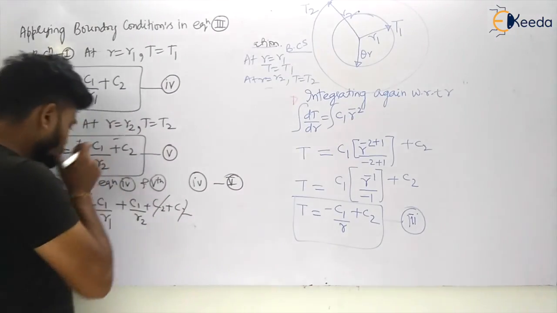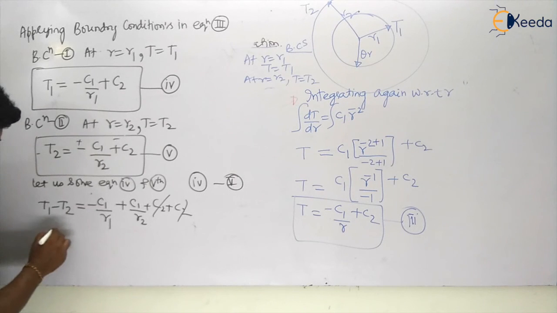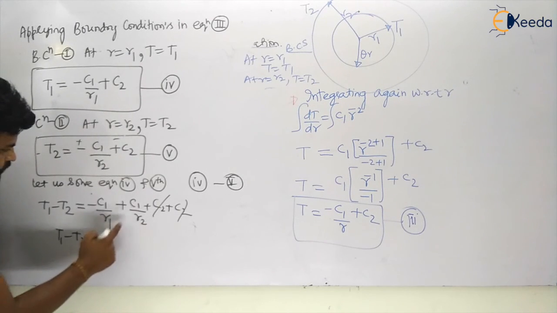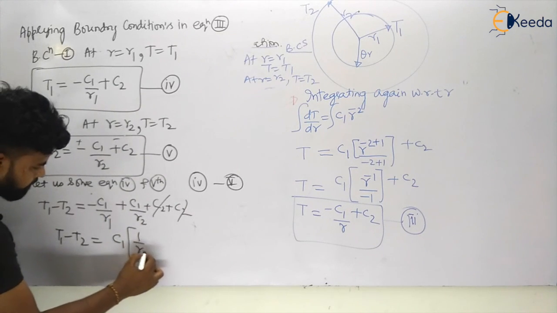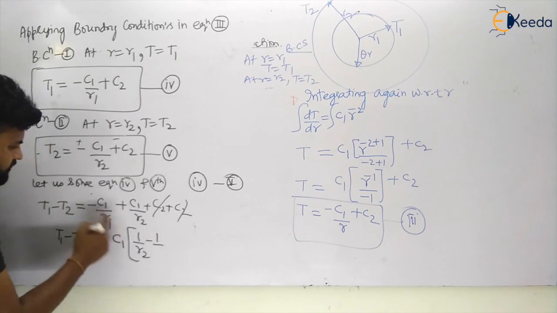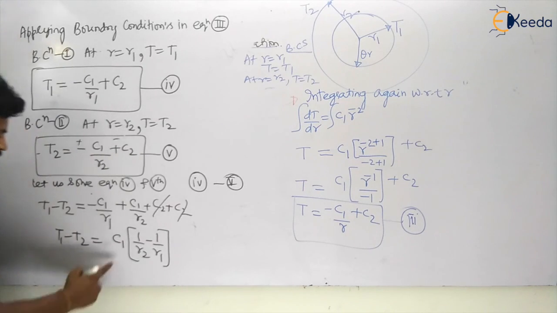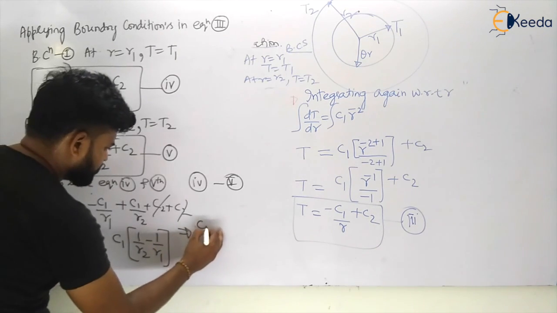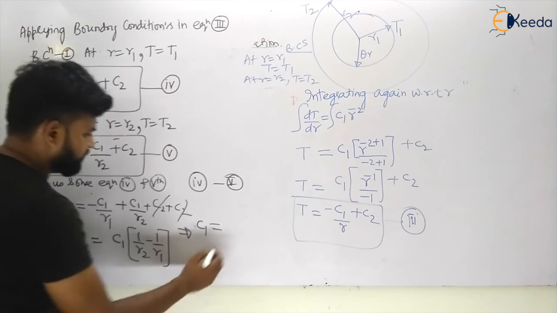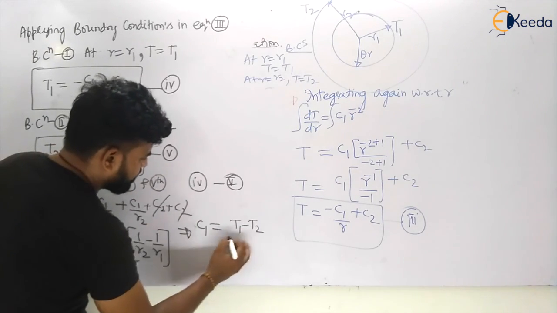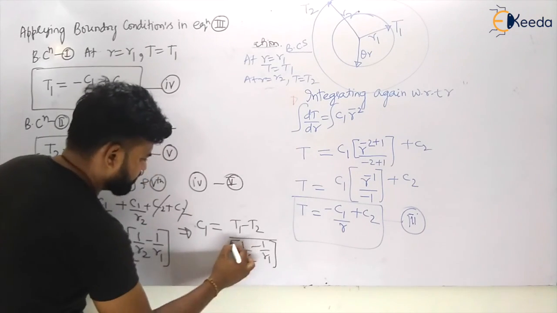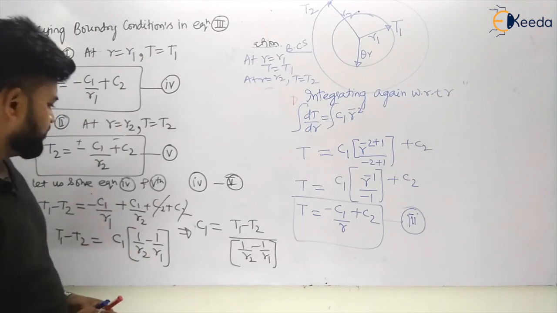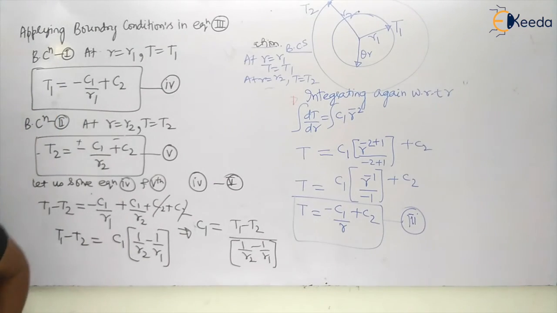Let us see how. So the value of C1 will be what? Let us take it. T1 minus T2 is equal to C1. I am taking out 1 upon R2 minus 1 upon R1. So that implies C1 is equal to T1 minus T2 divided by 1 upon R2 minus 1 upon R1, my dear students. So now I have the value of C1. Can I calculate the value of C2? Yes, I can calculate the value of C2, my dear students.